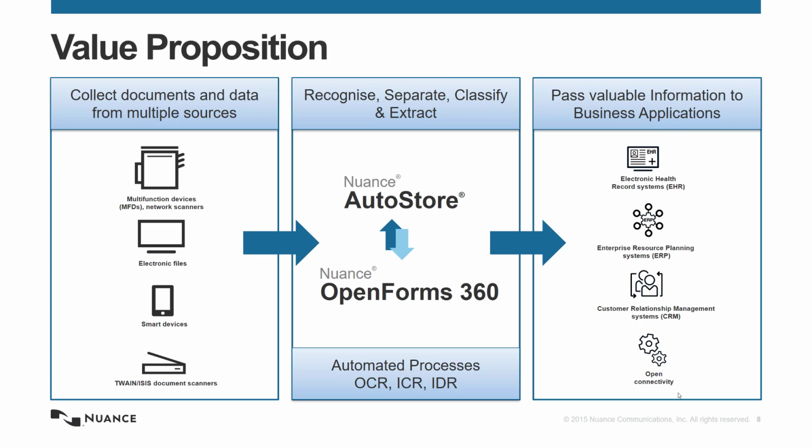Those documents are captured, they're passed to AutoStore and OpenForms. They're then part of this recognition, classification and extraction process, this automated process that makes use of optical character recognition, intelligent character recognition and intelligent document recognition, reads all that data, extracts it, passes it back to AutoStore, and AutoStore processes can then continue within your business, where ultimately the document may again be converted, the data may be transferred, perhaps emails sent, uploads done to electronic systems, CRM systems, finance systems, etc., or anything really with open connectivity from AutoStore.